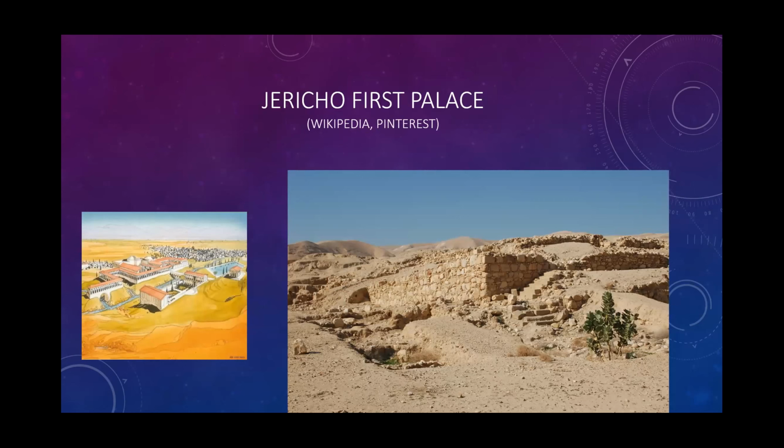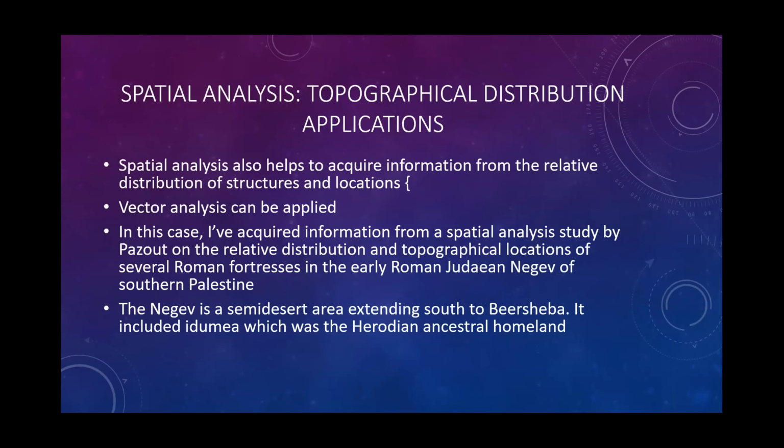The spatial analysis method can also be used to extract information from the spatial relationships between structures and locations. Distribution maps or vector analysis might be used for the analysis. I have also applied spatial research by Pazut on a group of fortresses between the northern Negev and Beersheba in the southern Negev of Roman Palestine. Pazut mapped the relationships between the fortresses to assess their interconnectedness to determine their possible purpose as a unit.